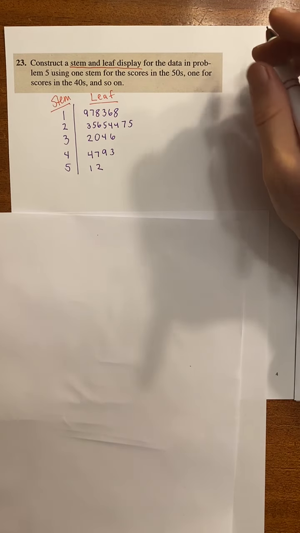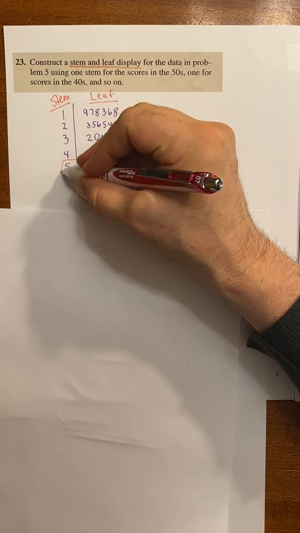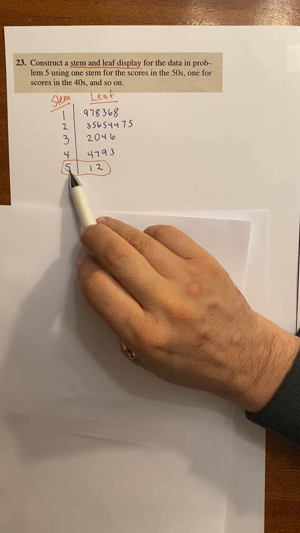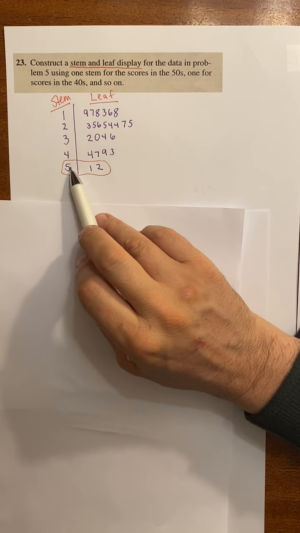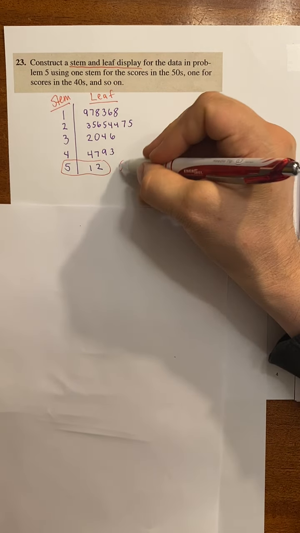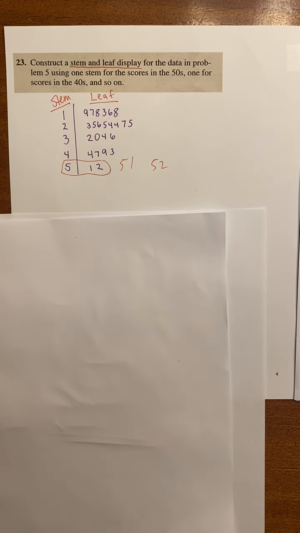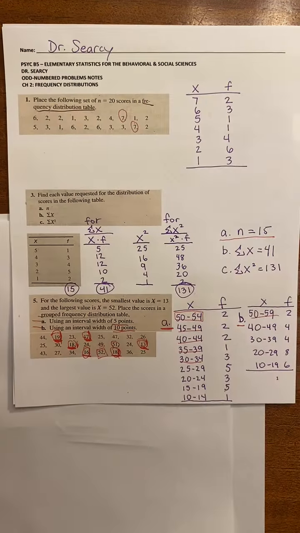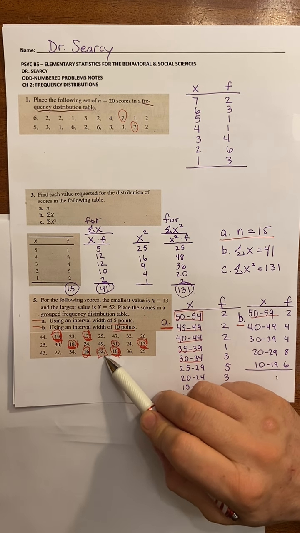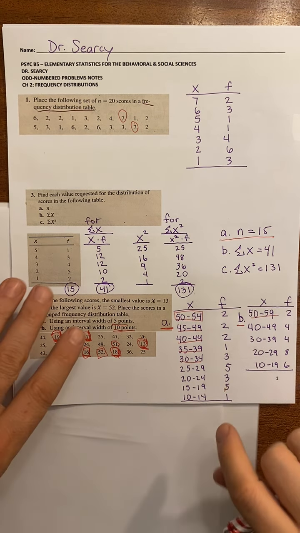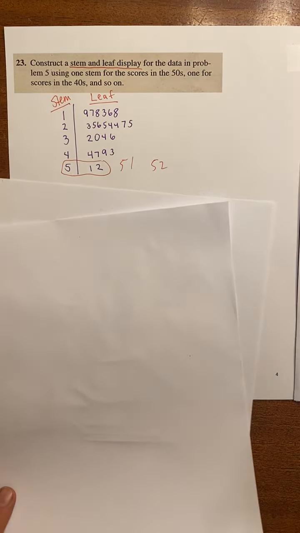Just to make sure that you should understand this. So this is saying that there were 2 numbers in the 50s. One was a 51, and the other one was a 52. Let's see if that's right. Let's see if we find a 51. Okay, there's our 51, and there's our 52. Okay. So that's how you answer that question number 23.